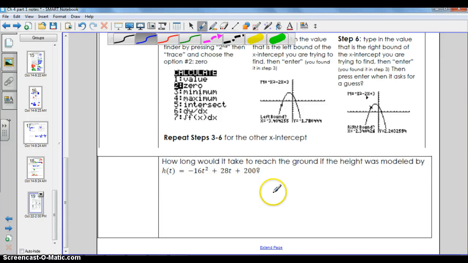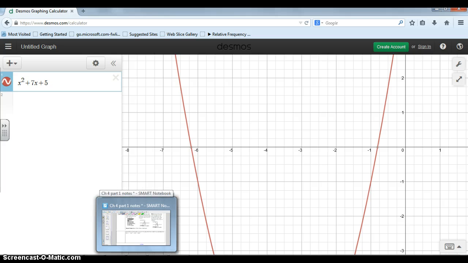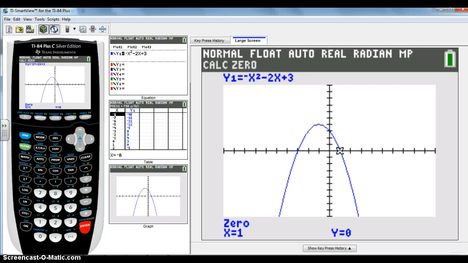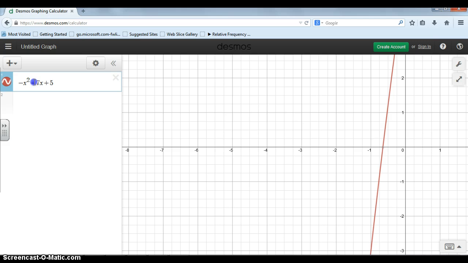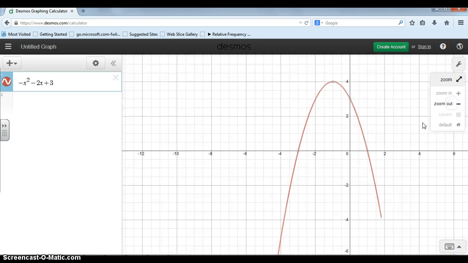So if you want to try one on your own, we'll do some more practice in class. But Desmos is really good with this, even though you can't use it on your test because you'd have to have a phone. It's really good because you can just click on it and it will tell you the 0. So if we were to try -x squared minus 2x plus 3 on Desmos, then we could zoom out a little bit, and we could just click, and there it is, and there it is. So Desmos is really user-friendly.